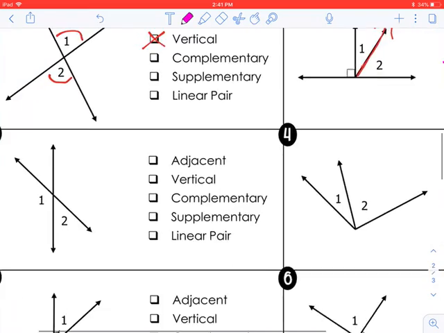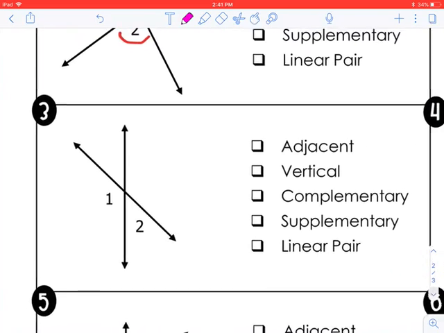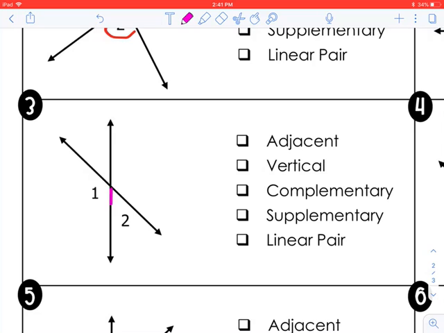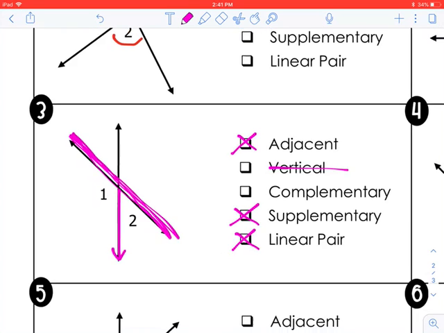Okay. So how about number 3? 1 and 2 do share that side, so that's adjacent. They're not vertical. They don't make that X shape because they're right next to each other. Now, they do make a straight line. So they're a linear pair because they're next to each other and they're a straight line. And if it's a linear pair, it's automatically supplementary.